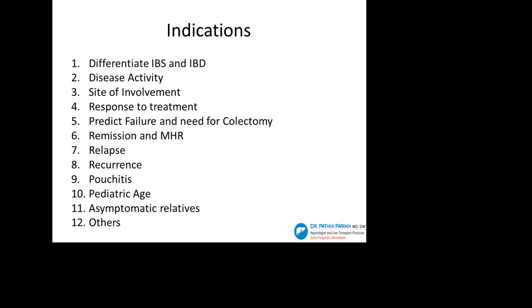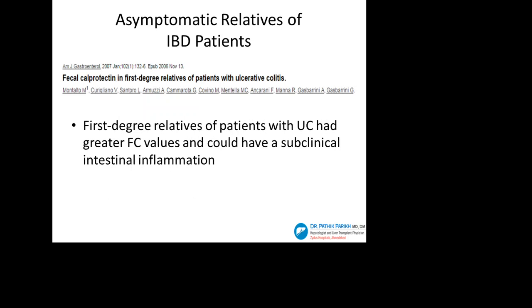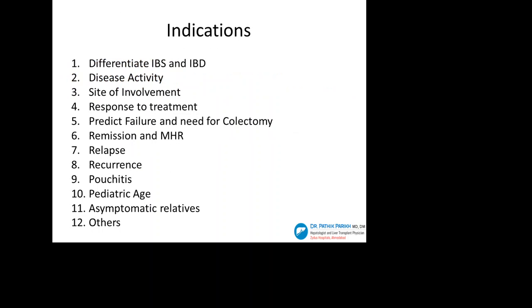For an asymptomatic relative, you come across a patient with IBD, he has a sibling who may have IBD, you don't need to undertake a colonoscopy to tell whether he is likely to have IBD or not. A fecal calprotectin level would guide us for the diagnosis of IBD, which can have a subclinical intestinal inflammation in these patients. Now other utilities.